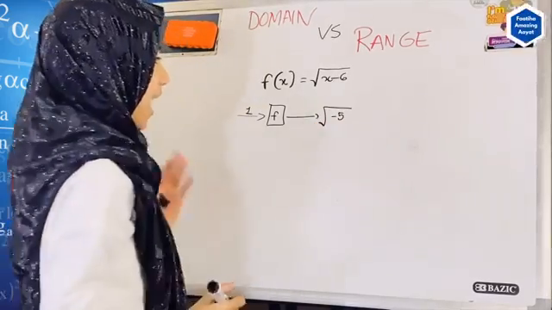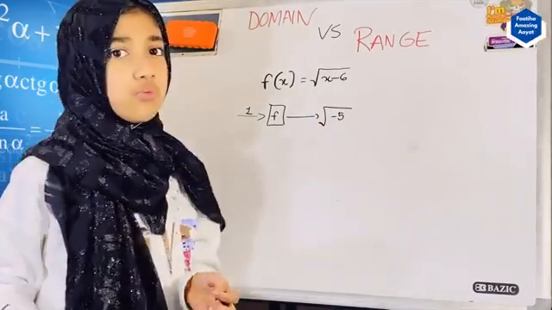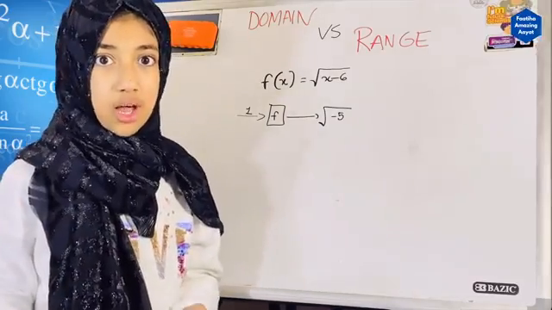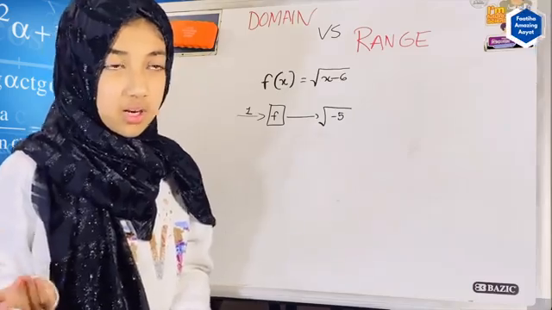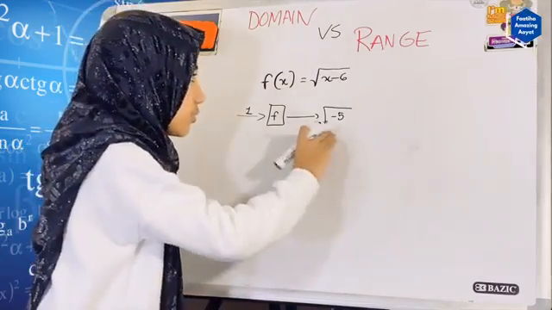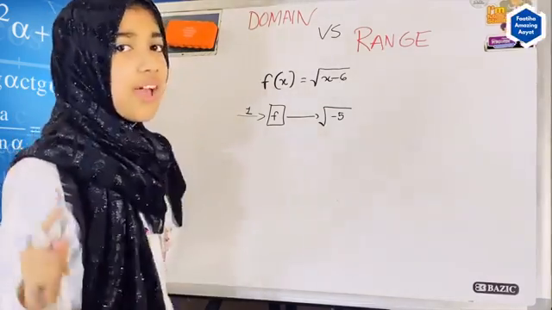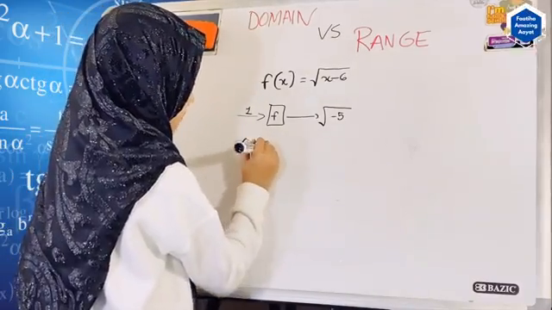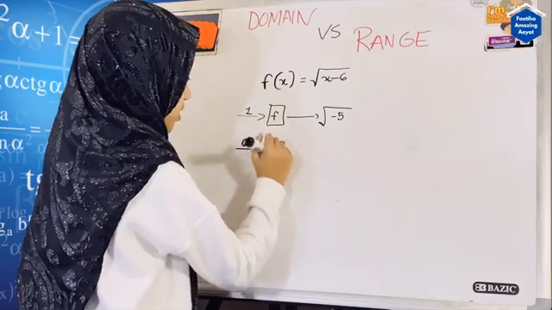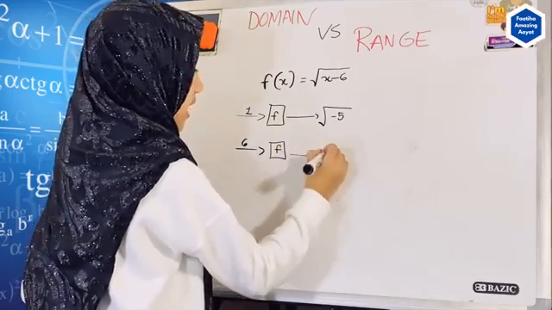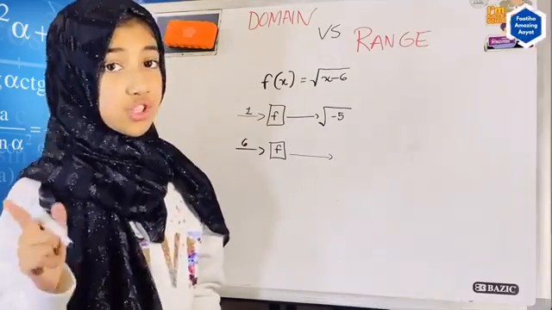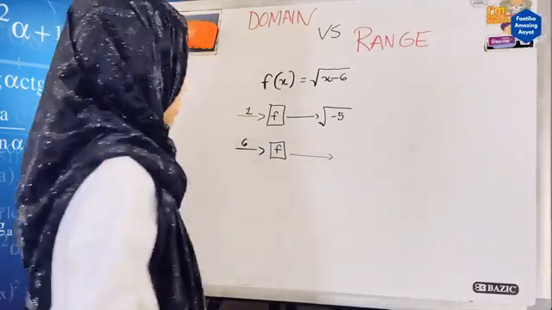And as we know, we can't do the square root of any negative number. It'll come out as an unreal number. So, which is why we cannot do this. Now, if I give the number 6 as my input into my function box, then I'm getting 6 minus 6, which is 0. And you can do the square root of 0, that's 0. So that means you can do 6.